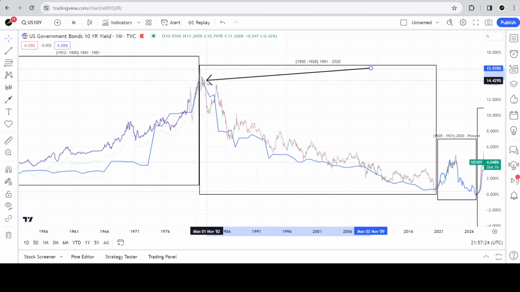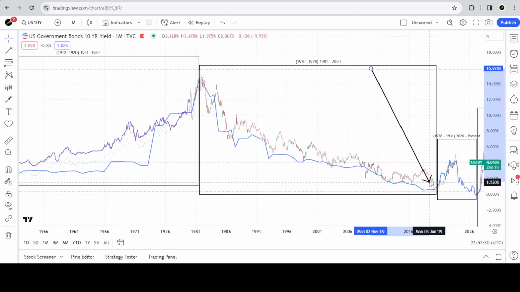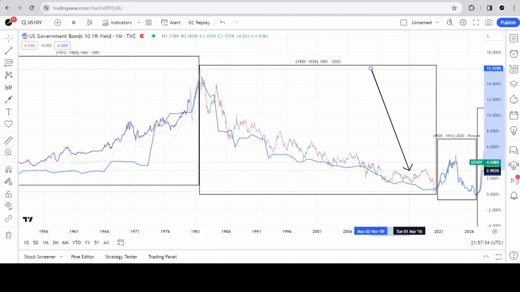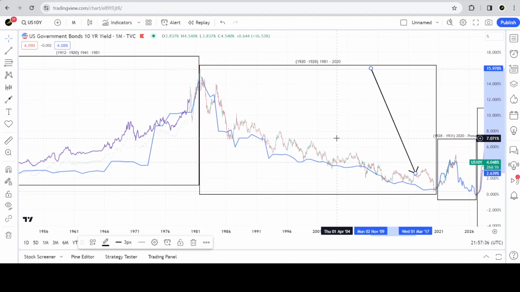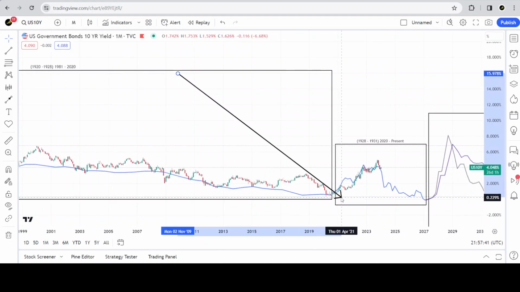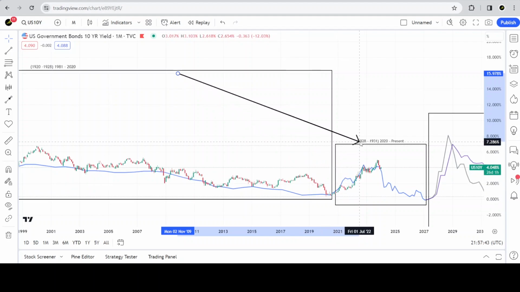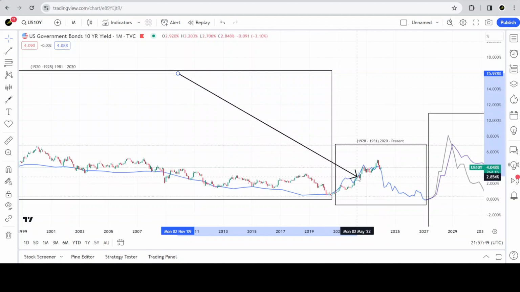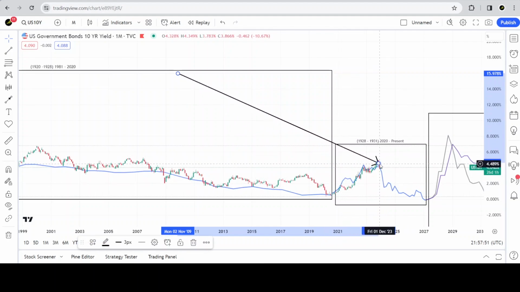Okay, so moving along, I took the fractal from 1920 to 1928, where it started off at the peak right here and declined to a low point. Well, this is what took place between 1981 and 2020. It took many, many years for this to play out. Now, as we continue to move along, this part right here was the original structure from 1928 to 1931. And in 2020 to present, this is what we are doing.